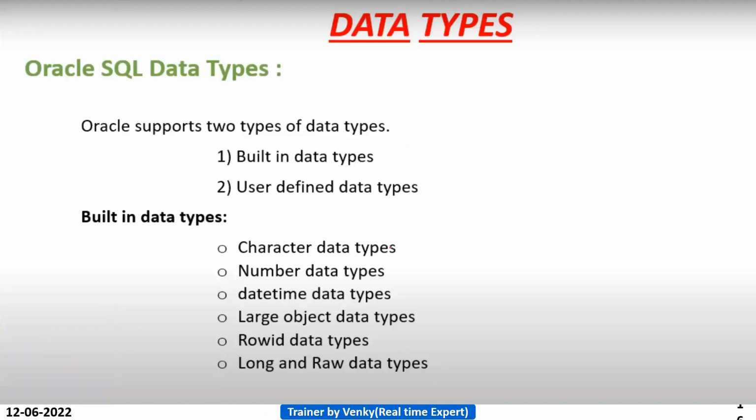Okay. So we have completed the character data types, number data types, and date time data types. So next is large objects data types. What are the character data types, guys? Char, varchar2, char and varchar2. So what is the maximum size we can store into the varchar2 data type? What is the maximum size?